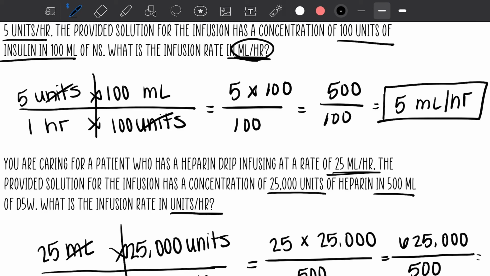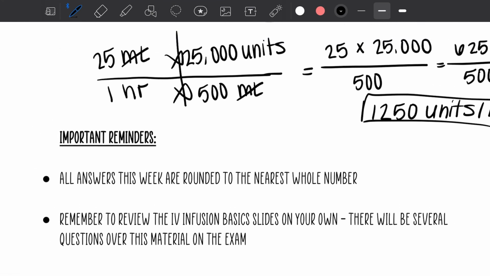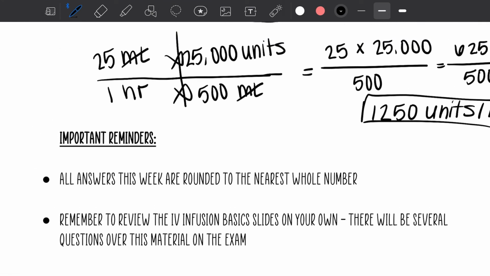Now some general important reminders about this week. All of your answers should be rounded to the nearest whole number. You should not have any answers that have decimals on them for this week's homework or on the test. And remember to review the IV infusion basics from the week 3 slides that are posted online. We're not going to go over those in a video. You can just review those on your own, but make sure you do review it because there will be questions on the test that covers that material. So if you have any questions, just let me know.